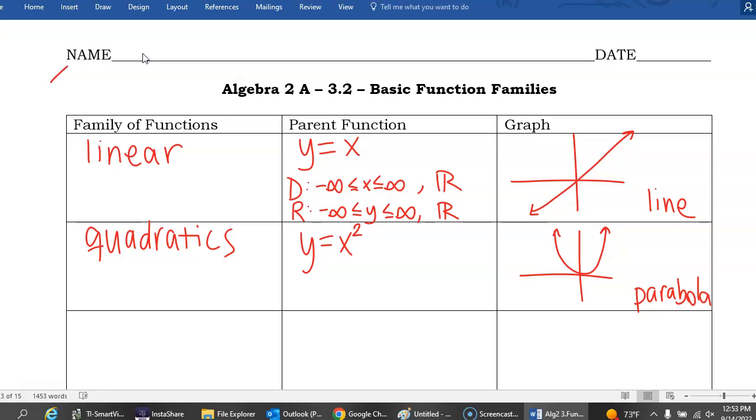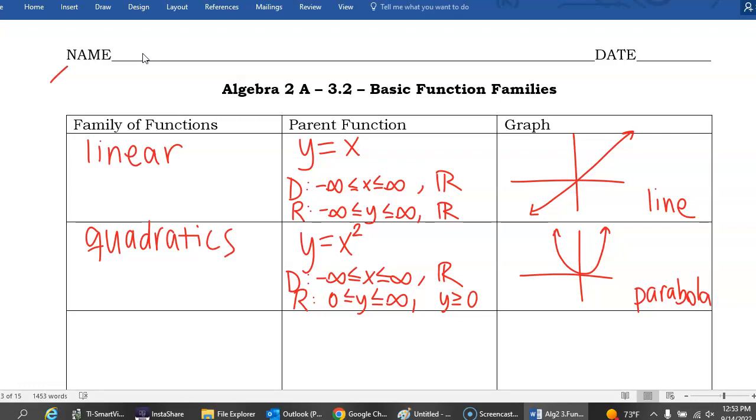Because when we multiply something by itself, it turns positive, we only have positive output values here. But the input values is still all real numbers. So we'll say the domain of our parent function is, again, negative infinity to positive infinity, or we can shortcut that with all real numbers. The range of our parent function, like I said, is only positive values. So it's going to be only from 0 up to positive infinity. A shortcut way to write that would be y greater than or equal to 0. So either of those would be fine for the range of our parent function.